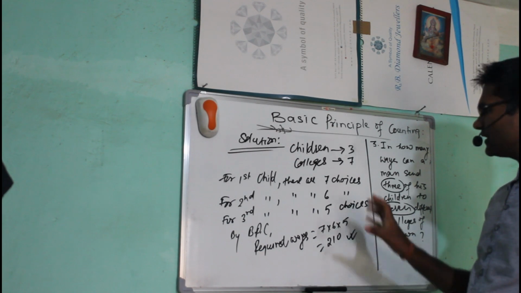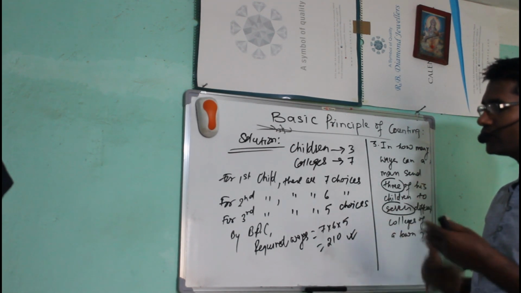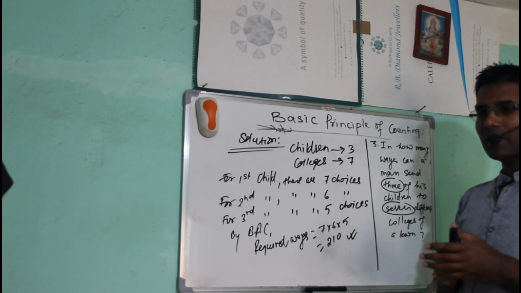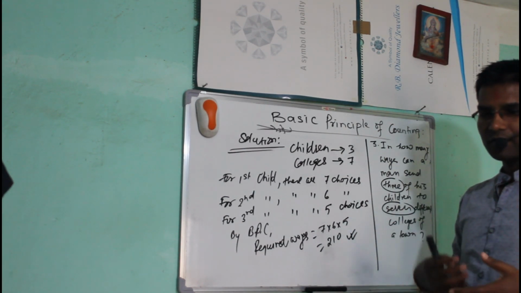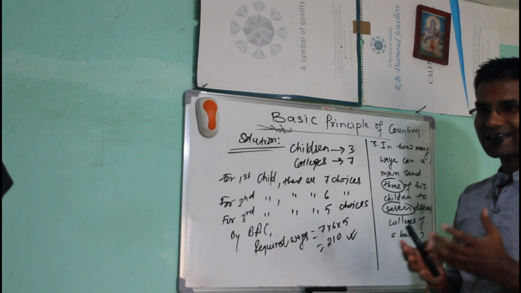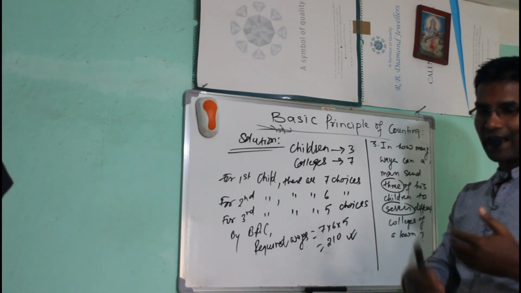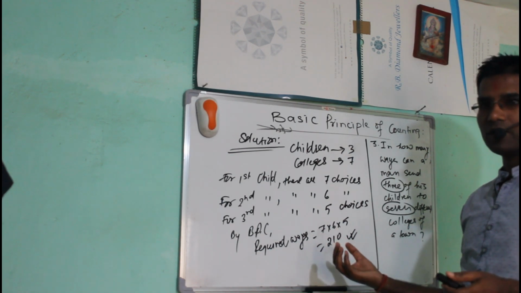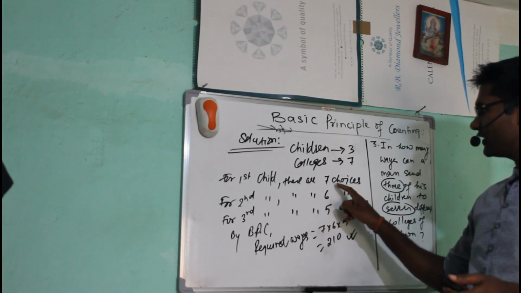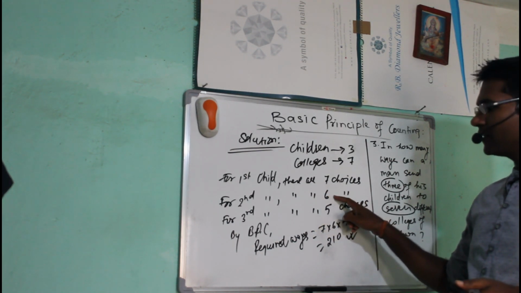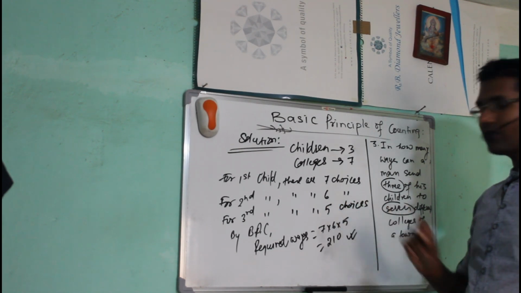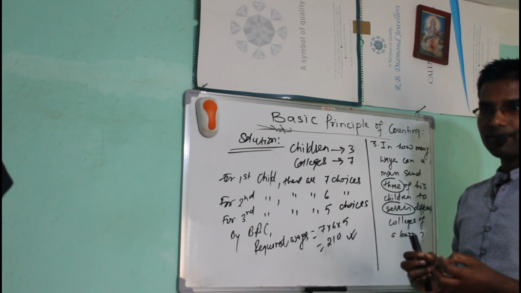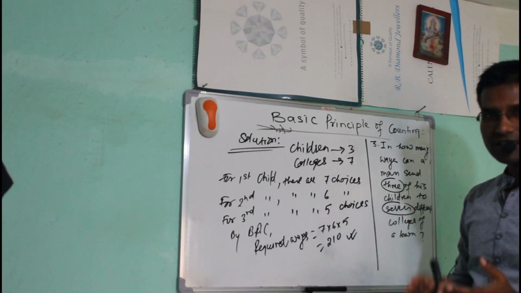Hope you understood. These are very simple questions. Always try to use the basic principle of counting. It means we multiply all the choices which can happen independently in different ways. So for the first child, 7 choices are there. For the second, 6 choices. For the third, 5 choices. So by the basic principle of counting, the total number of ways required will be 7 into 6 into 5.